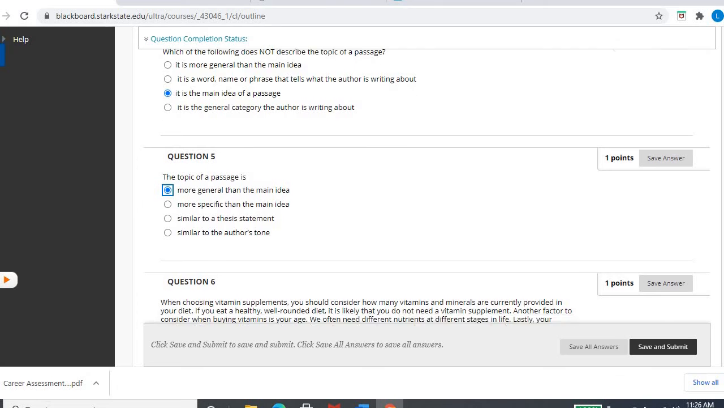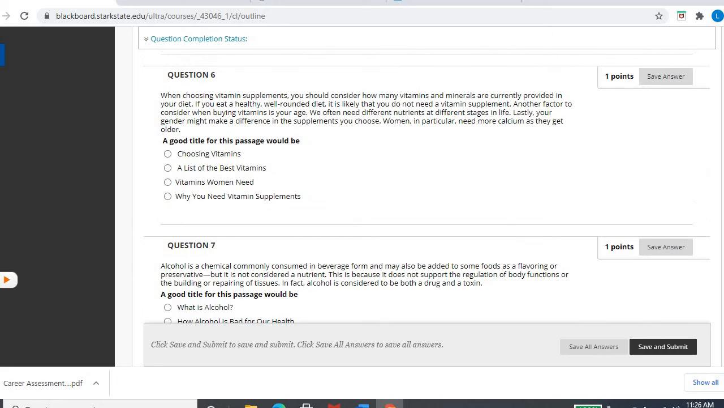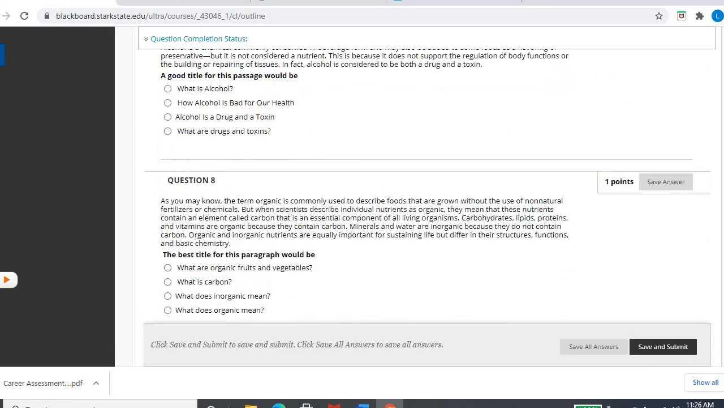All right, so the next part of this is you can kind of see we have paragraphs we're going to read, and I'm going to do a few of these with you, and then I'm going to let you do a few of them on your own to finish up this skill.